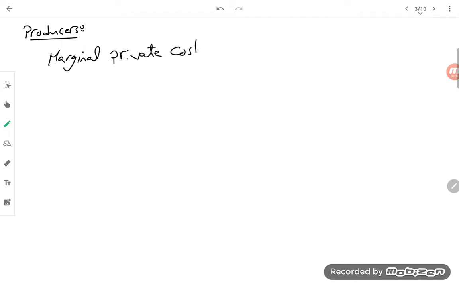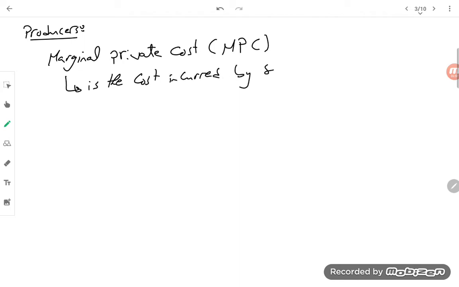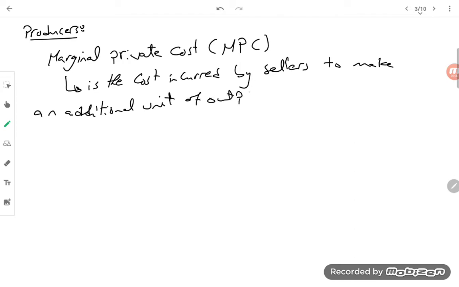What about the producers or the supply side? Producers would like to maximize their gain or their profit based on the marginal private cost, which is the cost incurred by sellers to make an additional unit of output available for sale.